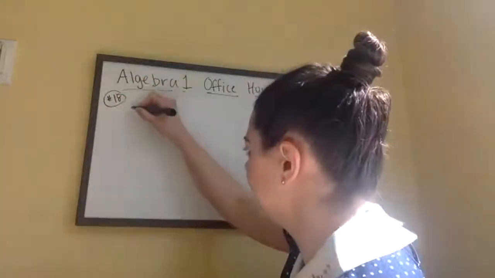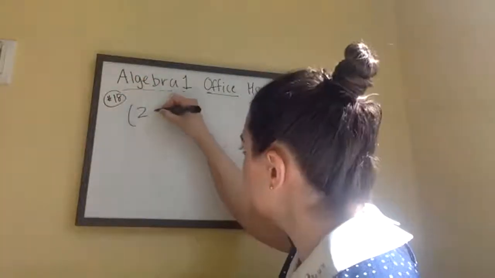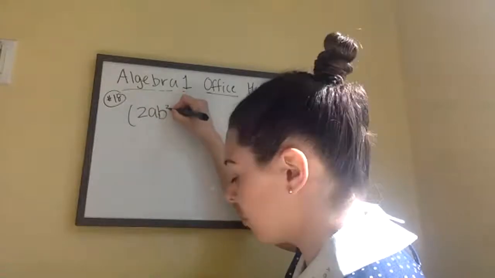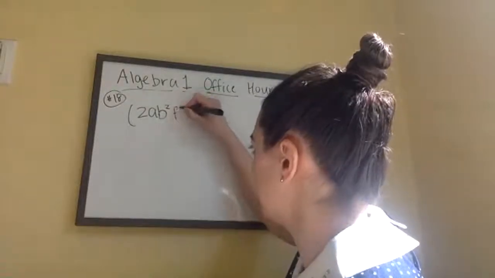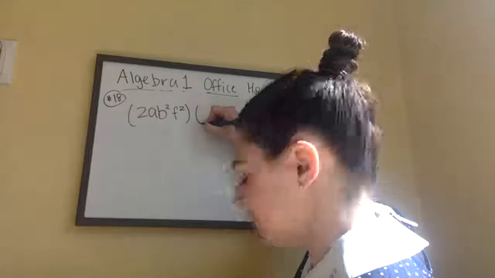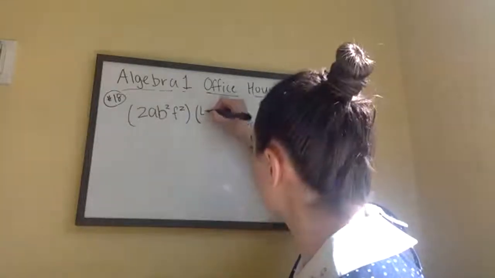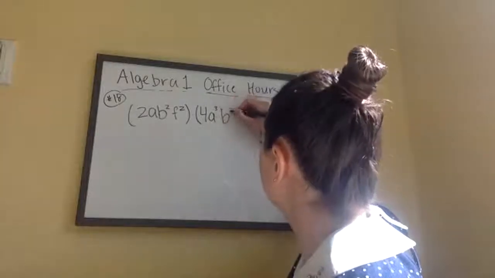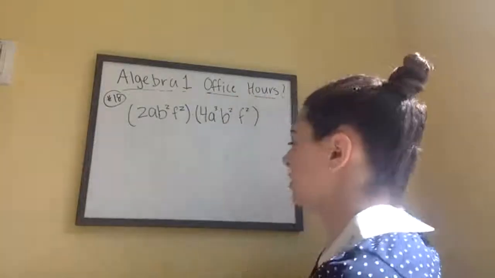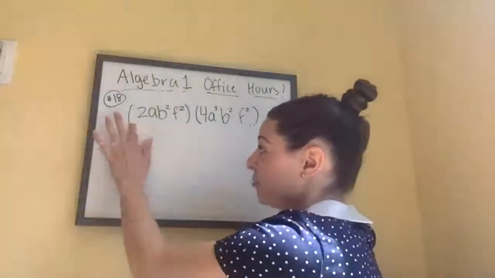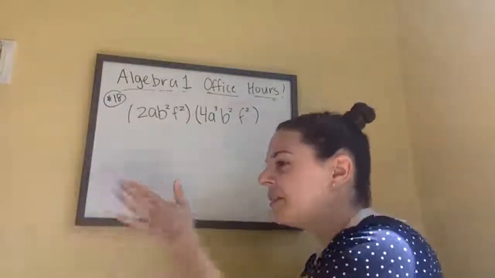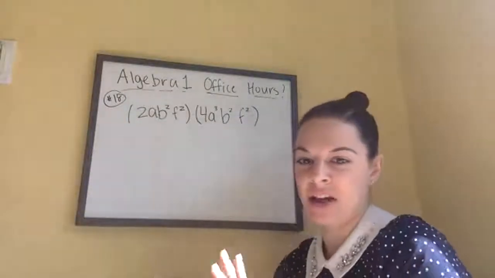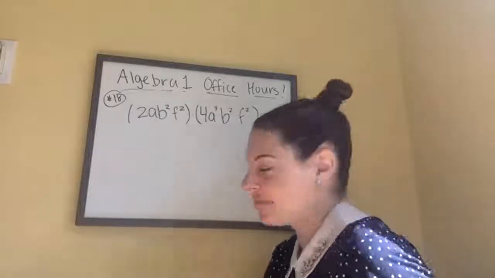I have, looks like this, 2ab squared f squared times 4a to the 3rd b squared f squared. So if you take a second, I'm going to do the same process. I'm going to expand everything out, and then I'm going to multiply and see if I can combine things, okay?